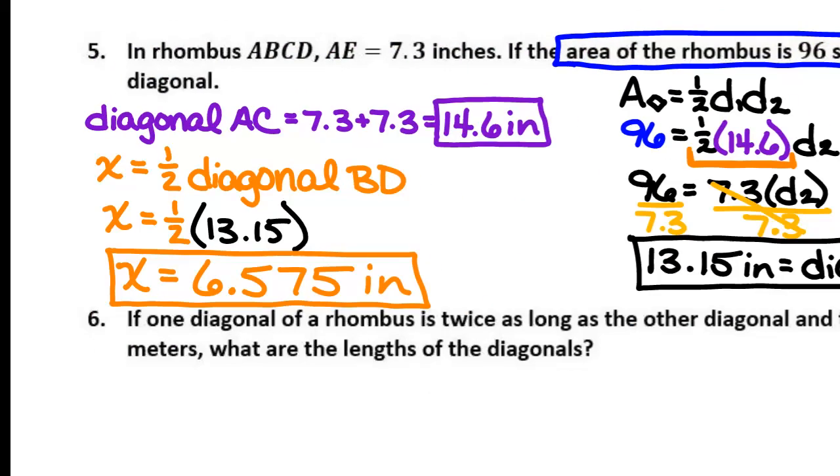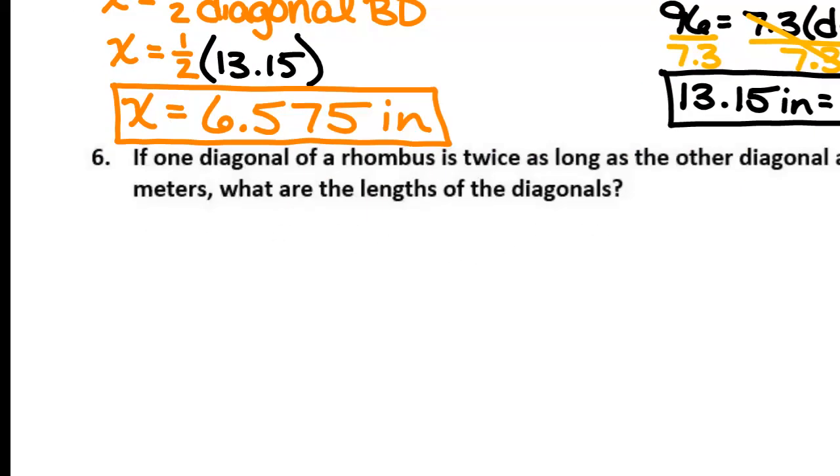Number 6, if one diagonal of a rhombus is twice as long as the other diagonal, and the area of the rhombus is 841 square meters, what are the lengths of the diagonals? All right, so let's draw this picture. There's my rhombus. I know it's a rhombus because all four sides are congruent. And then we're going to draw in the diagonals.